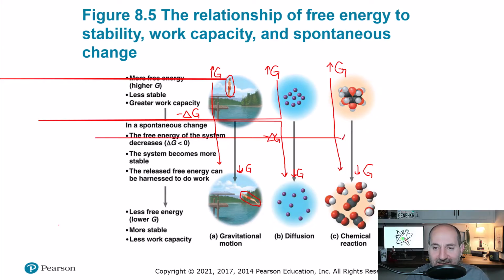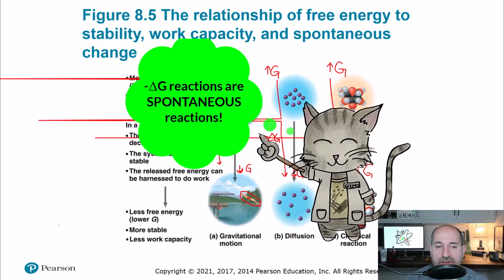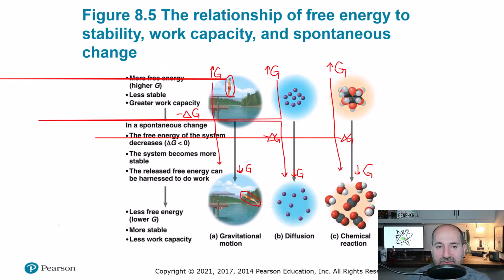This is a negative change in G again. These are all negative delta Gs, negative change in Gs. So what that tells you is that when you go from a high G value to a low G value, this is going to result in a negative delta G. And by the way, these are all known as spontaneous reactions. When a reaction has a negative change in G, this is known as a spontaneous reaction.